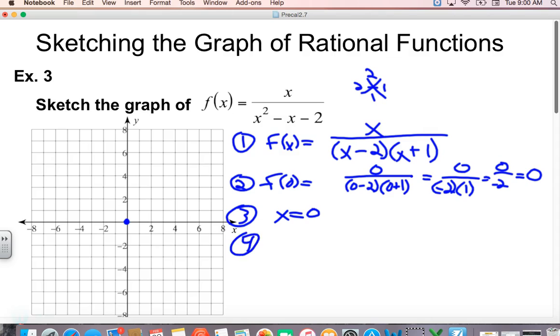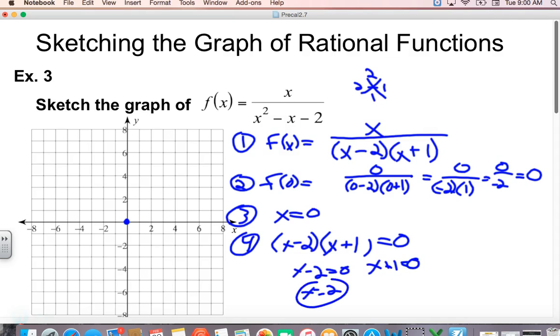4, we're going to set the denominator equal to 0, which I'm going to use my factored denominator for, because if I'm setting it equal to 0, I'm going to have to factor it anyway. So whenever I set this equal to 0 and solve, I'll get my vertical asymptotes. So I'm going to have x minus 2 equals 0 and x plus 1 equals 0. x is going to equal 2 and x is going to equal minus 1. So I'm going to have 2 vertical asymptotes, one at 2 and one at minus 1. So let's graph both of those. One of them's right here at 2 and one of them's over here at minus 1. Those are my verticals.